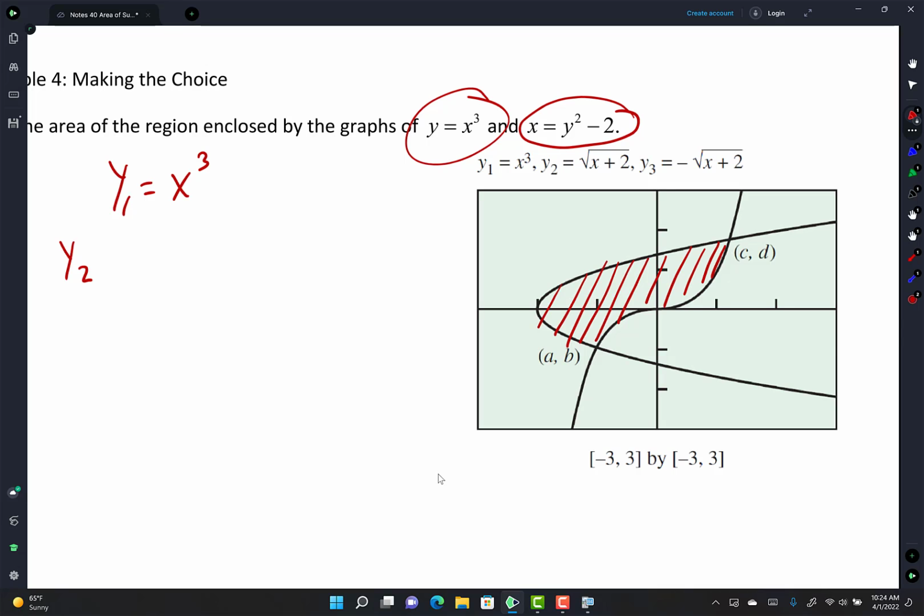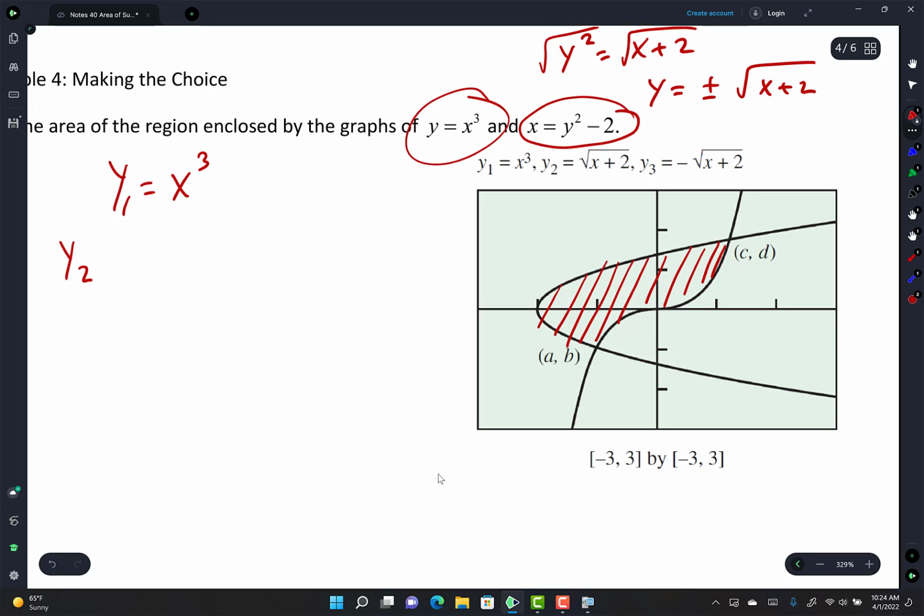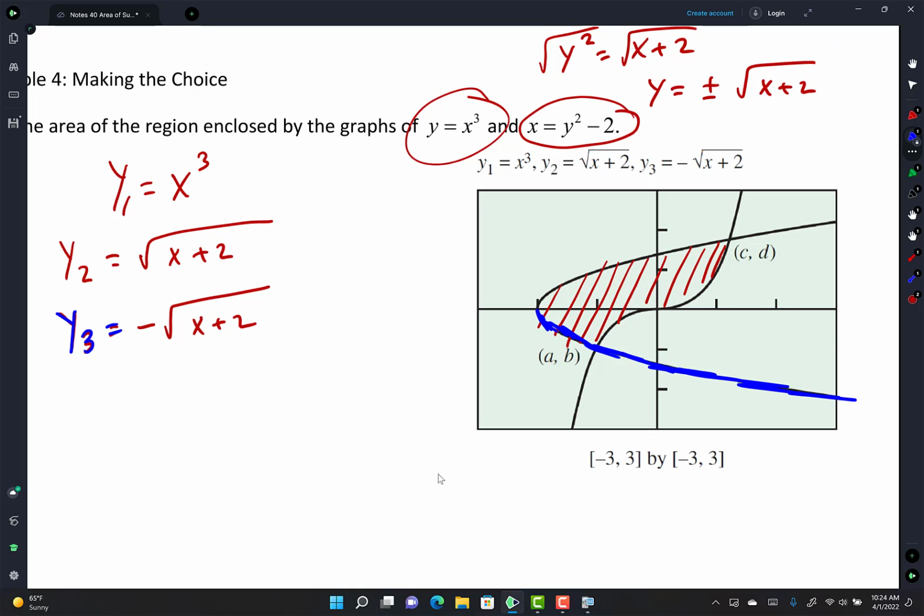Move the 2 to the other side. So you're going to have y squared equals x plus 2. And then how do I get rid of that square there? Now remember, this is plus minus. So on y2, I'm going to type the positive square root of x plus 2. And on y3, I'm going to type the negative square root of x plus 2. And let me go ahead and color code this. So that negative part there is this. Trying to color code it. Cool or not cool? Okay, type that into your calculator, guys.